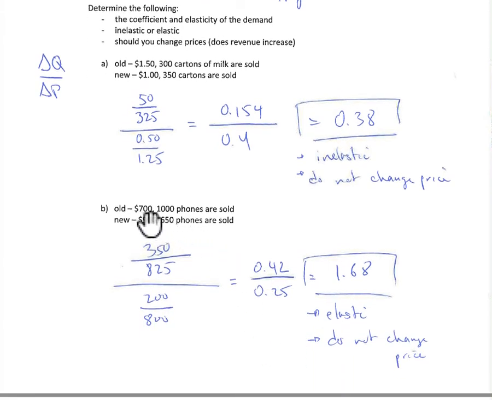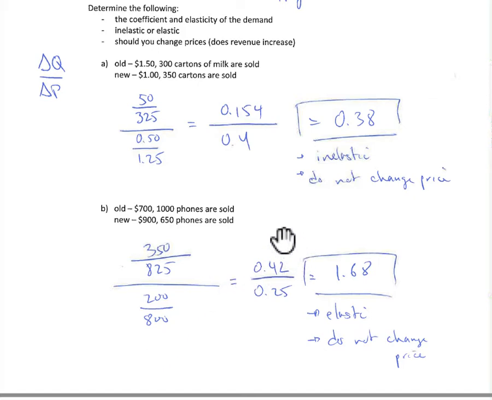We have, at a price of $700, 1,000 phones sold. At a price of $900, 650 phones are sold. So our difference in phones is 350. My average number of phones is 825. My difference in prices is 200. My average price is 800.